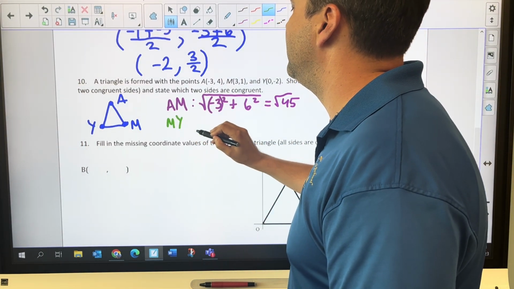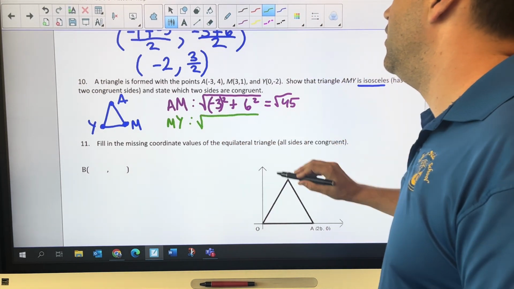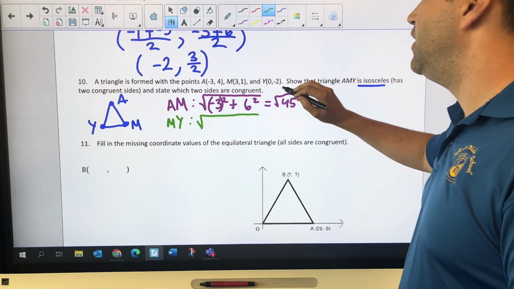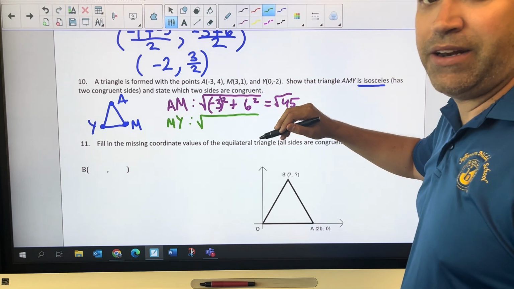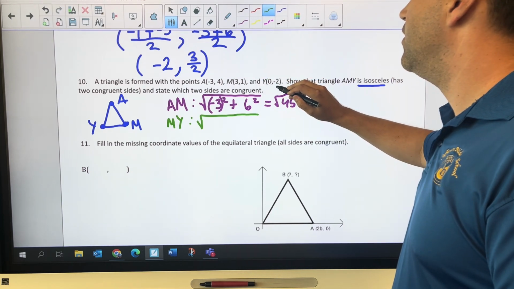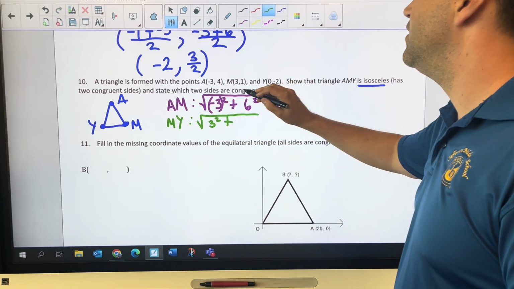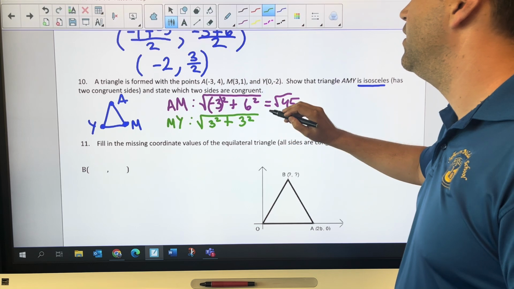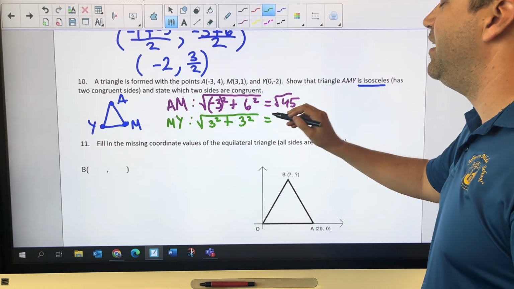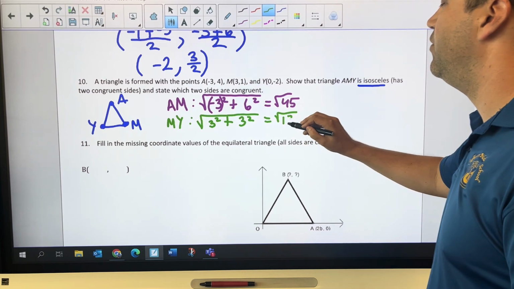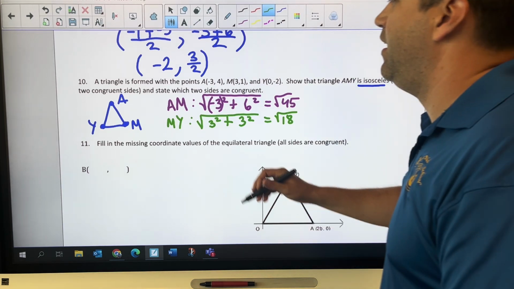Next up, I'm going to find that distance from M to Y. So, taking a look at it, we've got our change in Y: 1 minus negative 3, 3 squared, plus, and again, we've got 3 squared there. For our change in the x's, this is going to be different. It's 9 and 9, which is 18, so we've got the square root of 18. Those clearly are not congruent, so now I need to find that third distance to find out which one I'm missing.